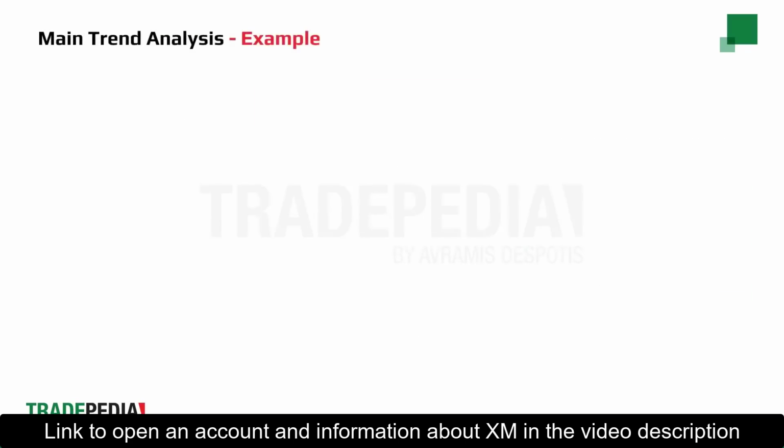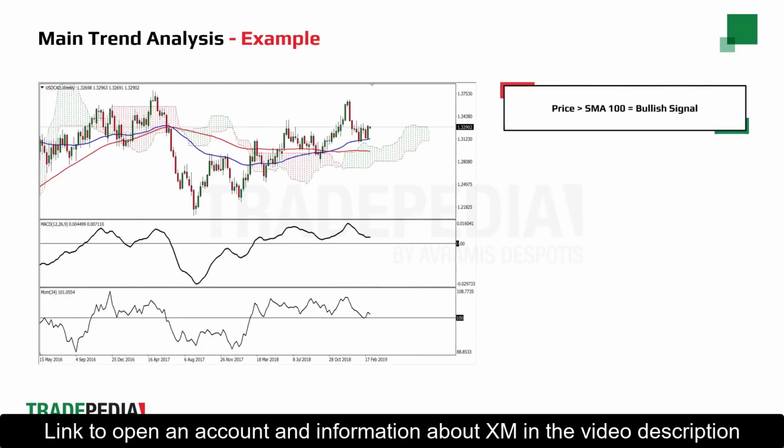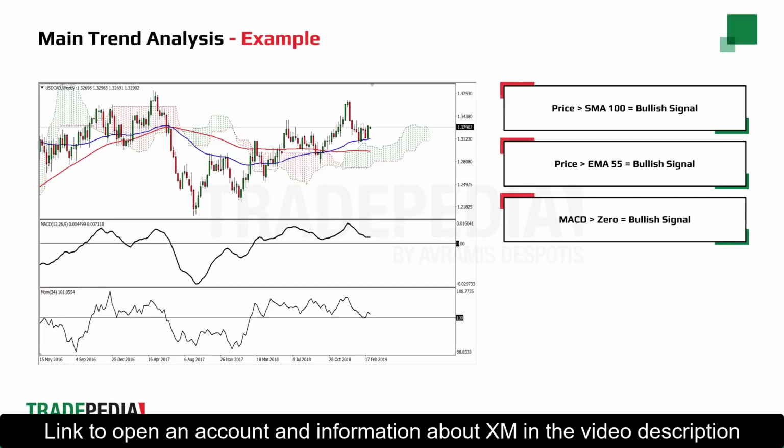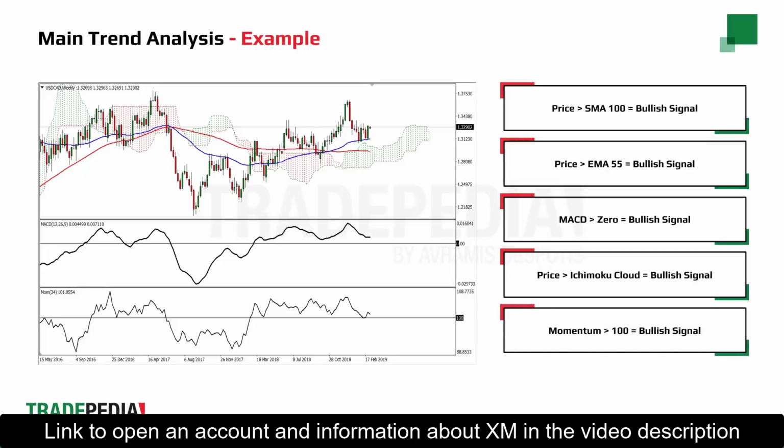In our example here, when analyzing the main trend of this security, we notice that price is above the 100 periods simple moving average and giving a bullish signal. Price is also above the 55 periods exponential moving average and giving a bullish signal. The MACD is in the positive territory above the 0 level and giving a bullish signal. Price is above the Ichimoku cloud, giving a bullish signal. Momentum is also above its equilibrium level of 100, giving a bullish signal. As a conclusion, since all 5 indicators are giving a bullish signal, we conclude that the main trend is a strong uptrend.